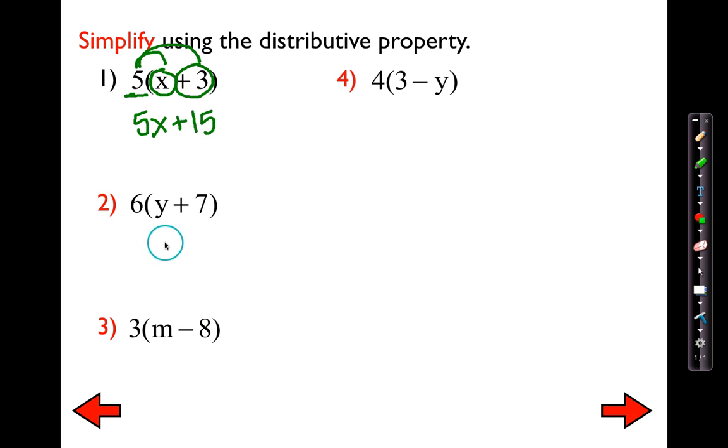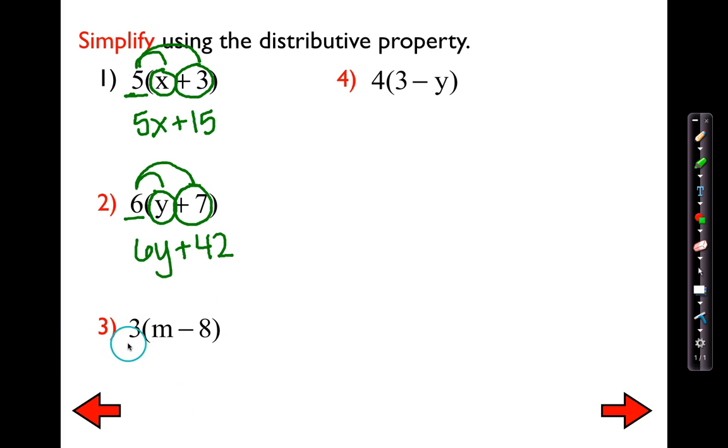I'm going to repeat the process here for number 2. We're going to be distributing a 6 to the first term of y and the second term of 7. Notice I even take the sign. That is very helpful. So please make sure you always take the sign in front of the number. That way we know it's a negative or a positive, and you'll see in a little bit what that's going to look like. So here we're distributing a 6, so 6 times y is 6y. 6 times a positive 7 is a positive 42.